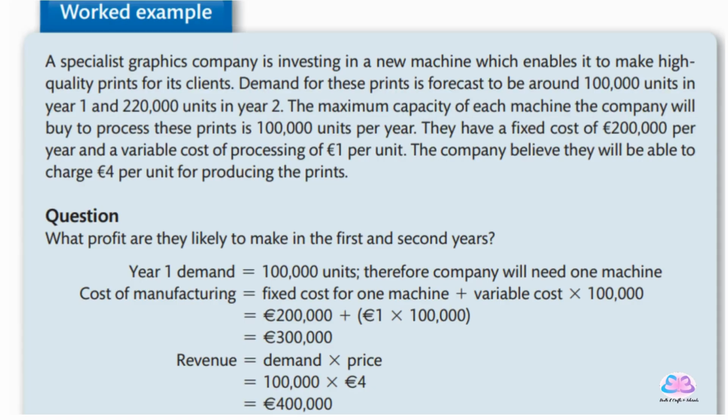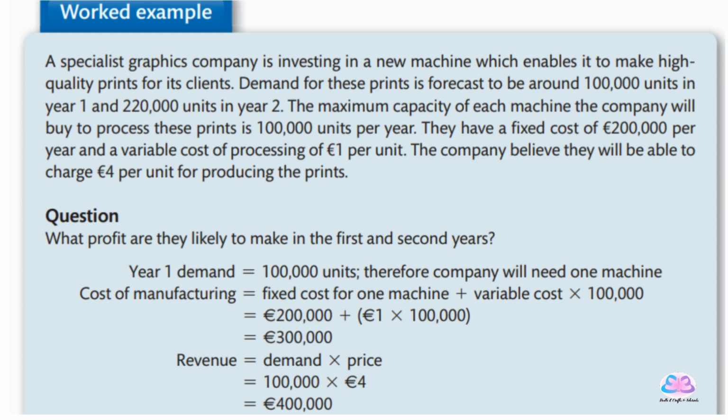Now here's a worked example. A specialist graphics company is investing in a new machine which enables it to make high-quality prints for its clients. Demand for these prints is forecast to be around 100,000 units in year 1 and 220,000 units in year 2. The maximum capacity of the machine the company will buy to process these prints is 100,000 units per year. They have a fixed cost of 200,000 euros per year and a variable cost of processing of 1 euro per unit. The company believes they will be able to charge 4 euros per unit for the prints.